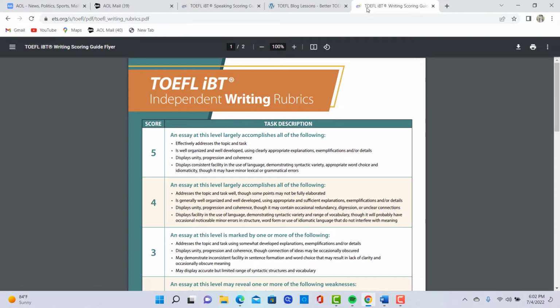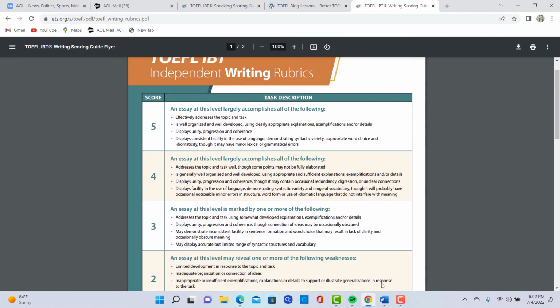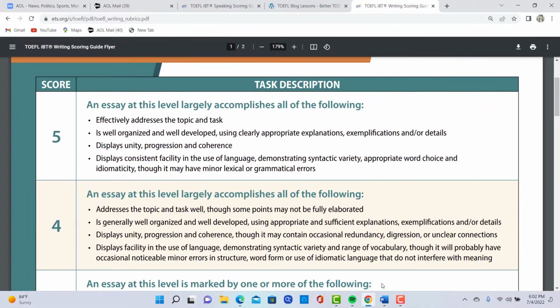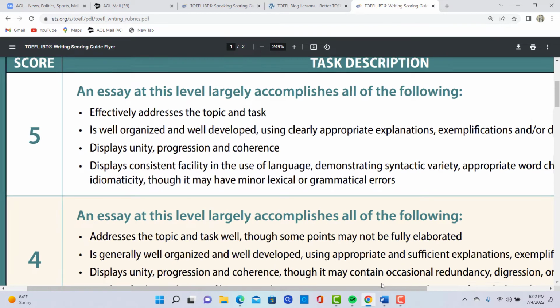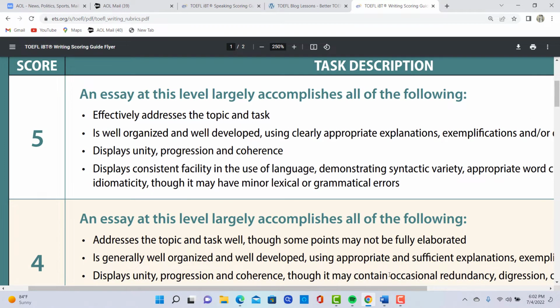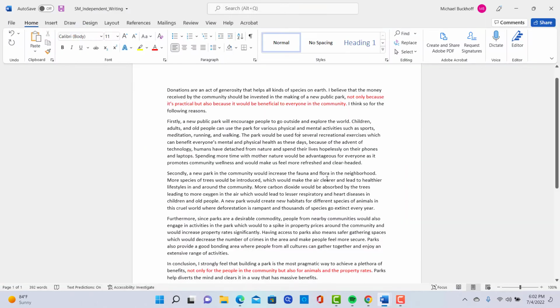So, first of all, I have the writing rubrics here, as you can see. And I got good news for you. You look like you are really, really close, I think, to getting a score of 5. So let's take a look at it. So where would you spend the money? And you chose the park as a good investment, right?